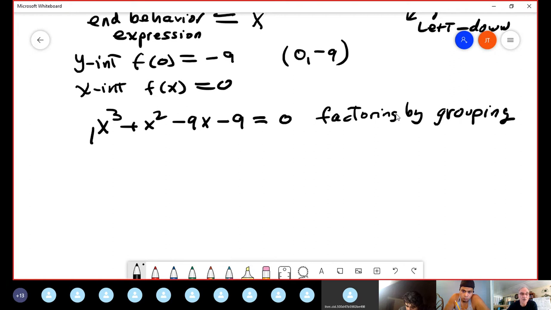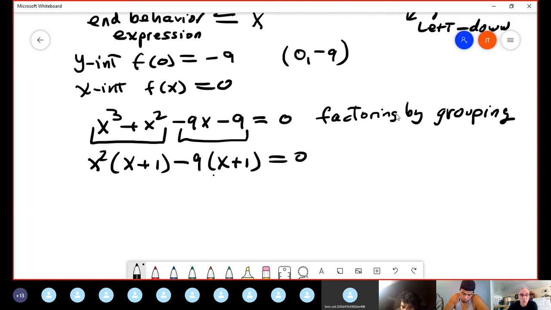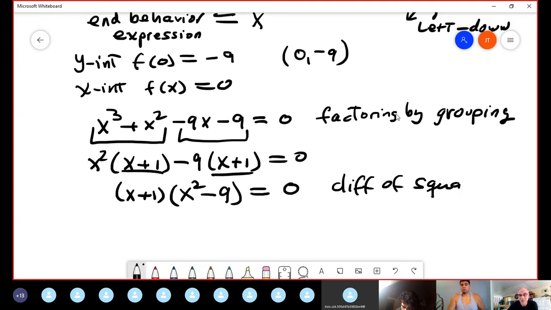For example, in this pair the greatest common factor is x squared. And in this pair, the greatest common factor is obviously negative 9. I can see, wow, x plus 1 is a common factor. What stays in the second parenthesis is x squared minus 9, and I can see that this is a difference of squares. And we continue the factorization.